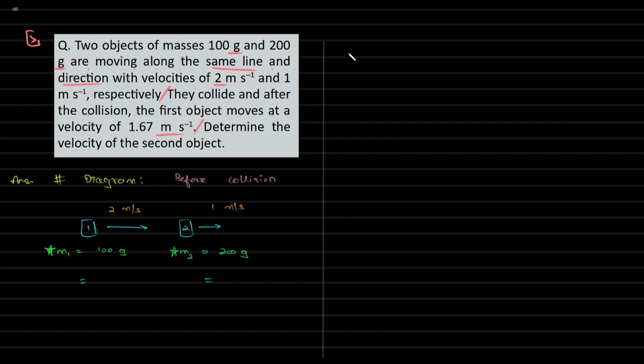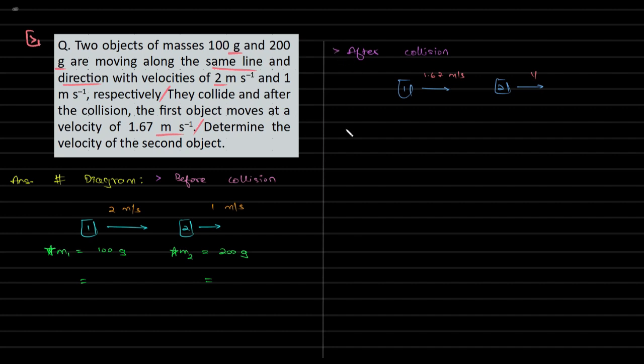So then we have after collision. What they're telling is the first object will start going with a bit lesser speed. What will happen to the second object? So this is of 1.67 meter per second, and this is of velocity v. So this is your basic picture.